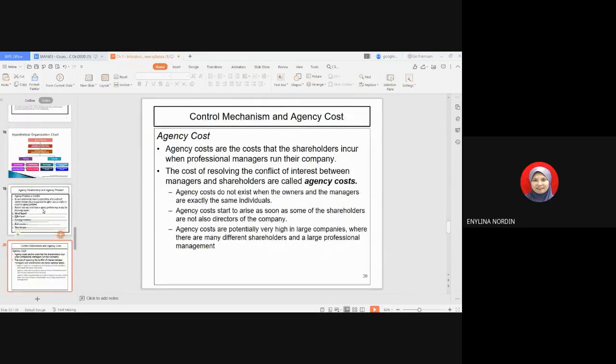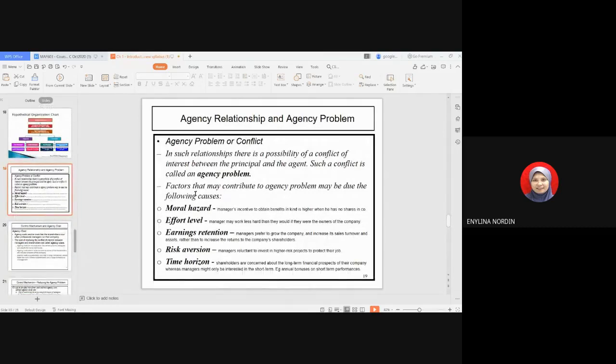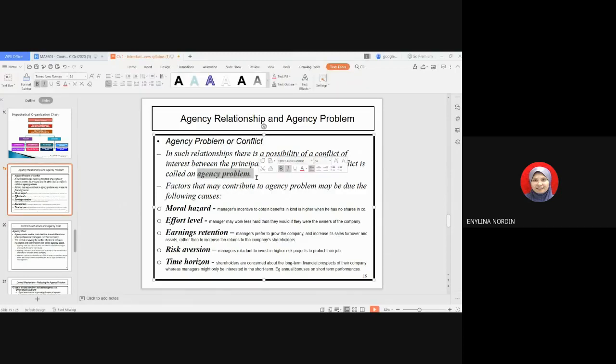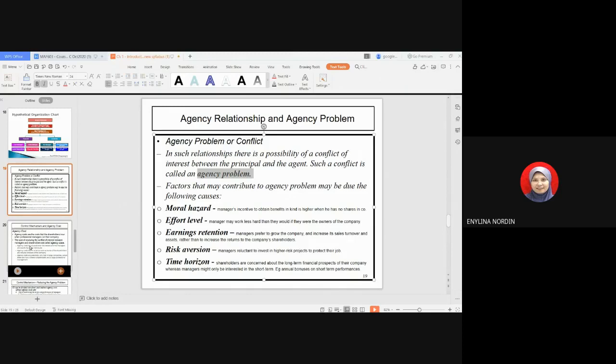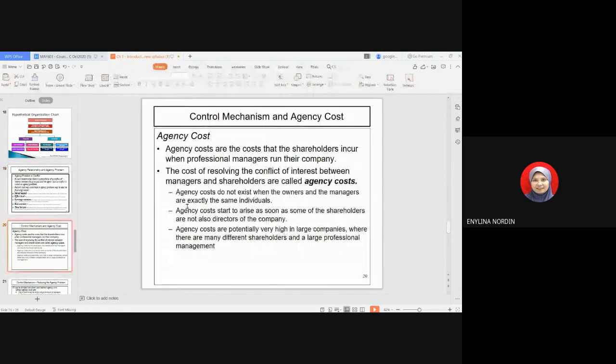The next question that we need to ask is, what the agency relationship has resulted in the conflict of interest between principal and agent, and these are the factors. So the question here is, how are we going to resolve this conflict of interest, or how are we going to counter this agency problem? So there are ways to resolve this agency cost or this agency problem.